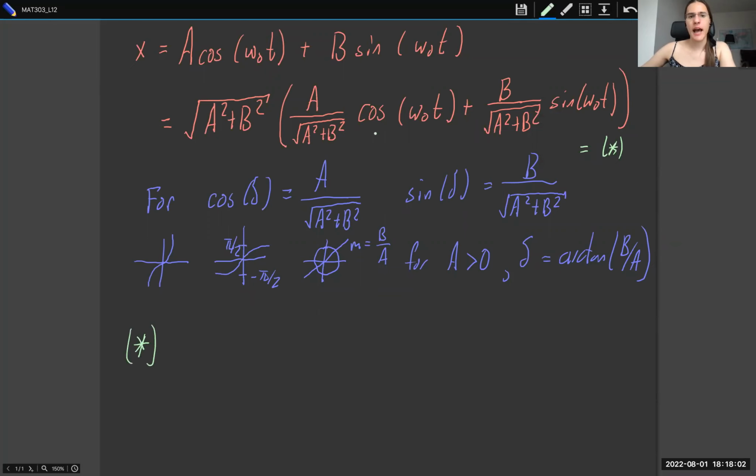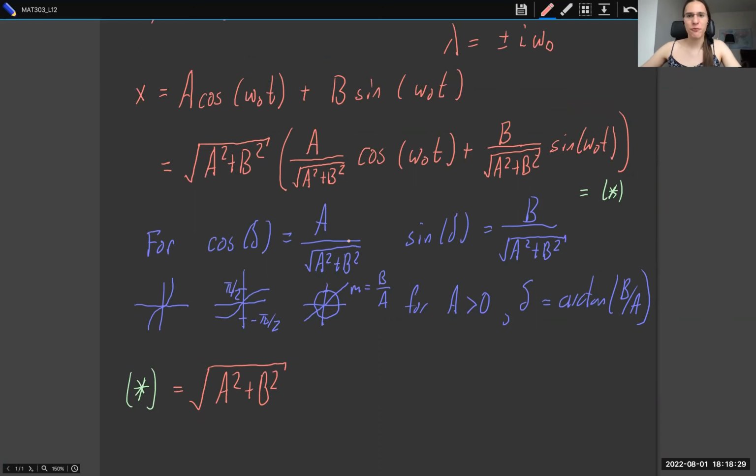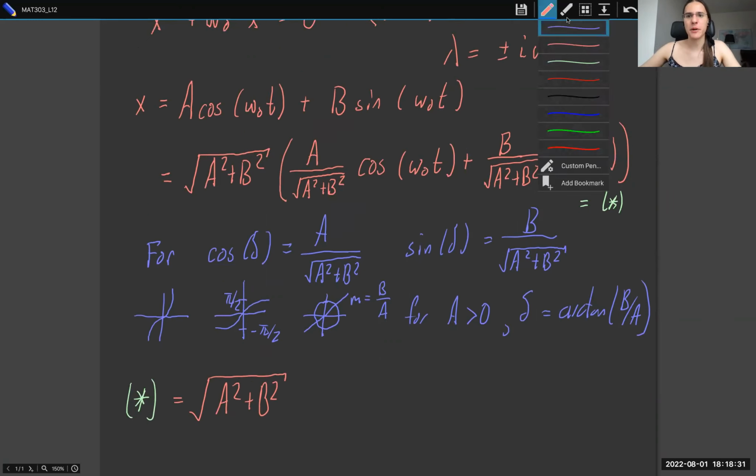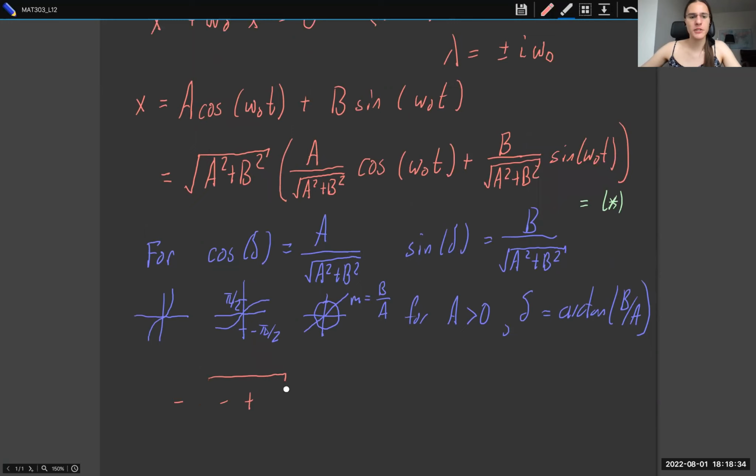But then if we have cos delta cos omega naught t plus sine delta sine omega naught t, what is that equal to? It's cos of omega naught t minus delta. Minus. Yeah, it's minus. That's good. Let's keep this term positive and make delta negative. And the reason for this is, how do you remember these formulas? So now I'm going to do an aside before I actually do this.